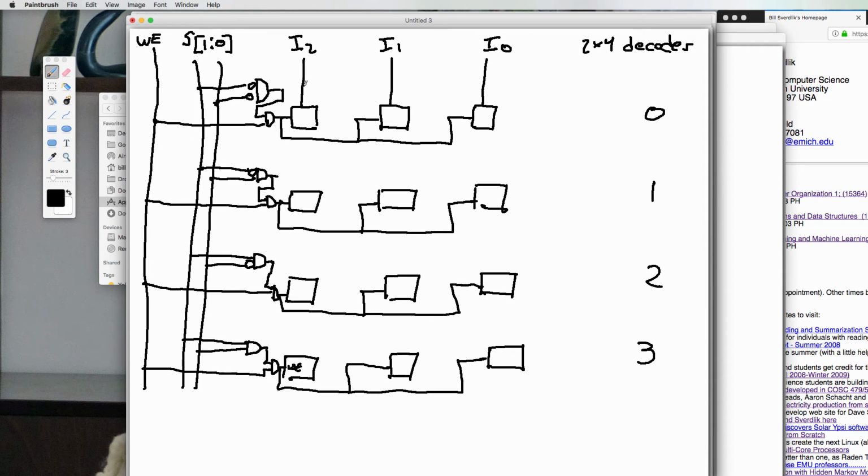And what I'm going to do over here is take this line down to there, down to there, and down to there.